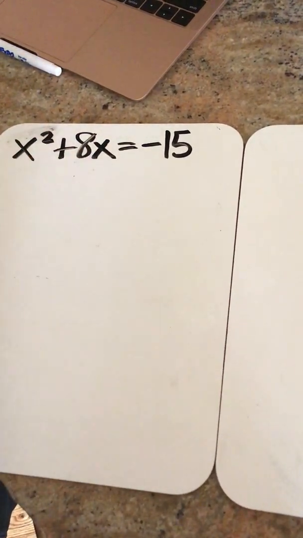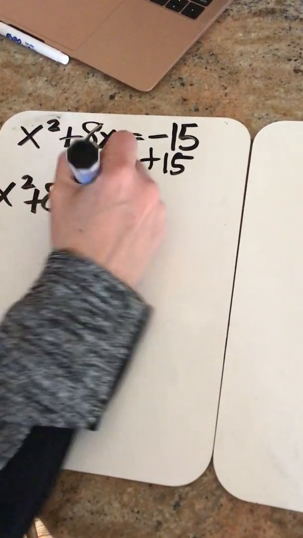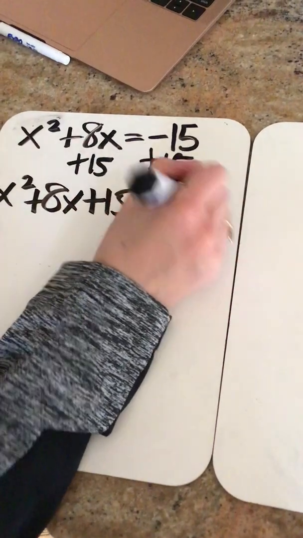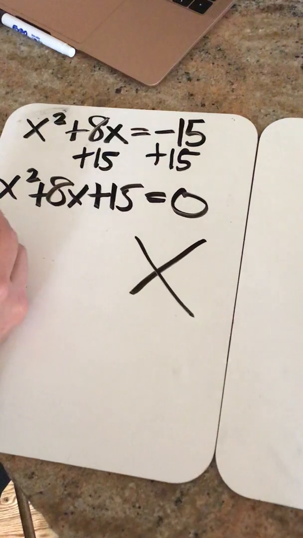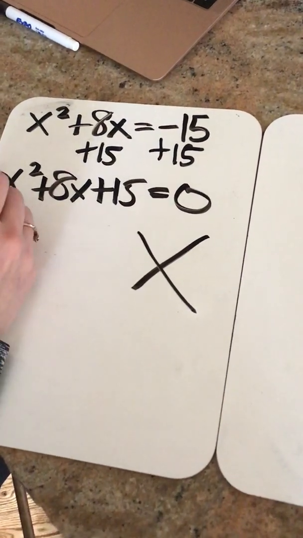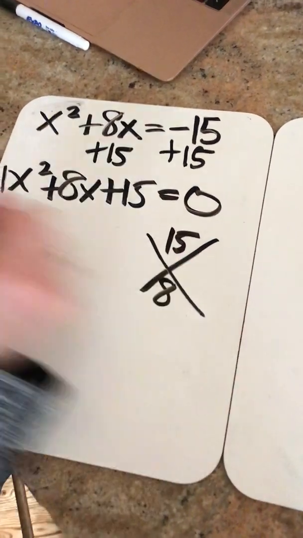So for example, this one, I would have to add 15 to both sides. Okay, so I would get x squared plus 8x plus 15 equals 0. If I chose to solve this by factoring, there are no greatest common factors here. This is a 1. 1 times 15 would go here. The 8 would go here.